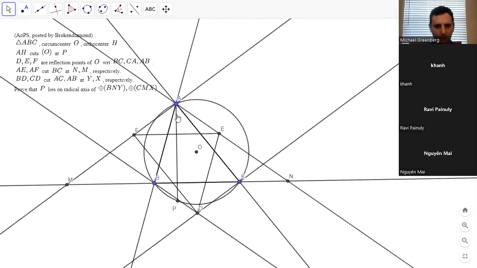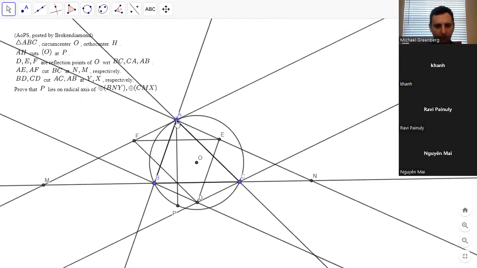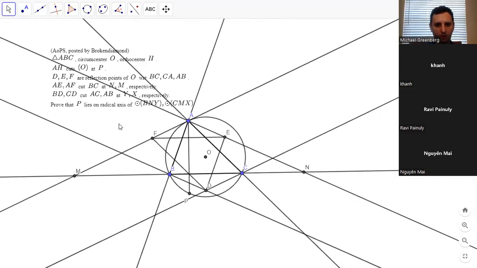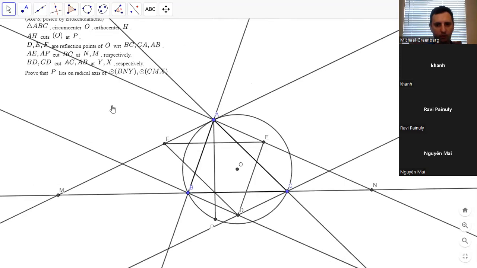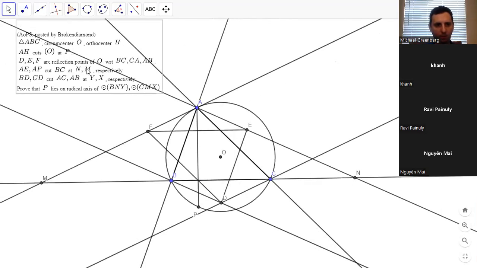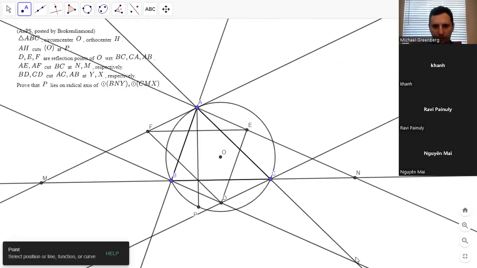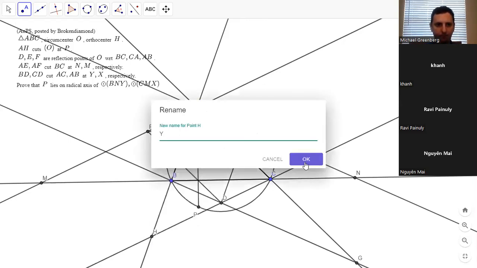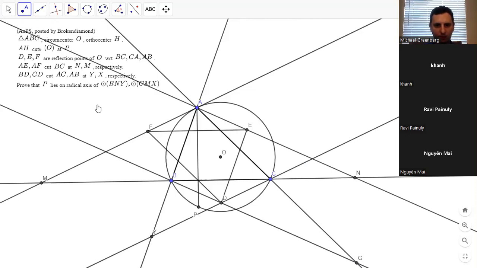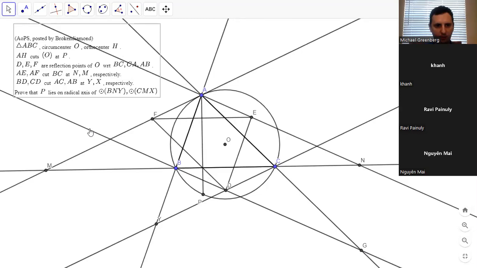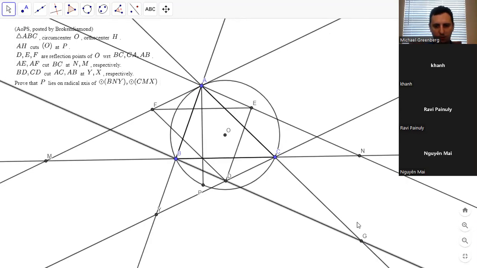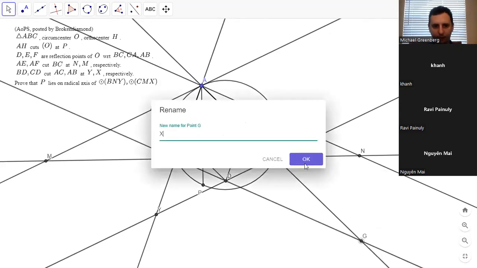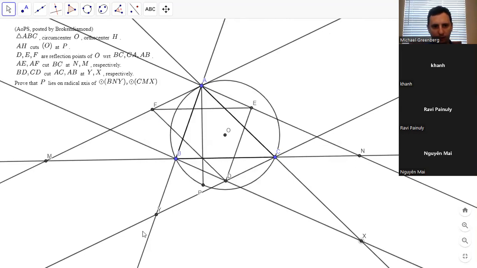Is it better for this to be flat? That looks pretty good, actually. So this is X and this is Y. This up and this down. There's X. We want to show that P lies on the radical axis of B and Y and CMX.